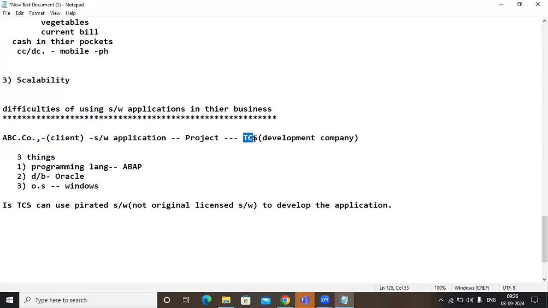Can a company like TCS use pirated software to develop the application as per the company requirement? Should not. I can say it is a crime. Understand? It is illegal. They are not supposed to use pirated software to develop the application. So a development company like TCS needs to buy licensed software, original licensed software. Yes or no?